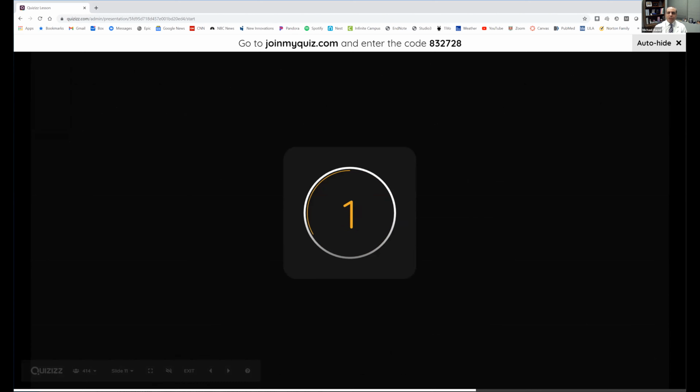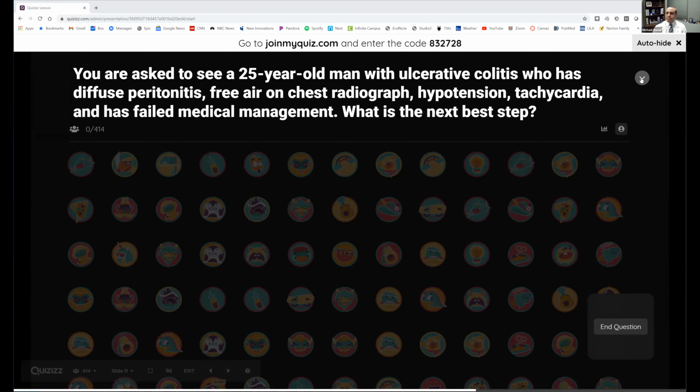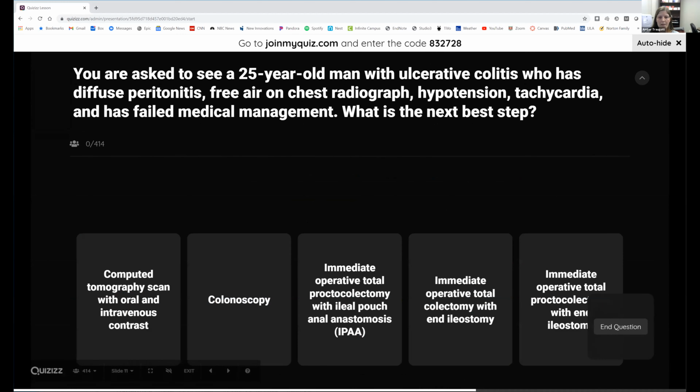And our last question in the colorectal section. All right, you are asked to see a 25-year-old man with ulcerative colitis who has diffuse peritonitis, free air on chest radiograph, hypotension, tachycardia, and has failed medical management. What is the next best step? CT scan with oral and IV contrast, colonoscopy, immediate total proctocolectomy with ileal pouch anal anastomosis, immediate operative total colectomy with end ileostomy, or immediate operative total proctocolectomy with end ileostomy.